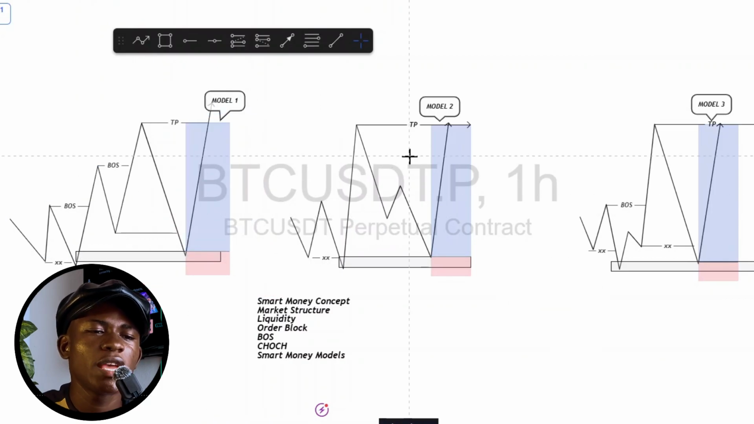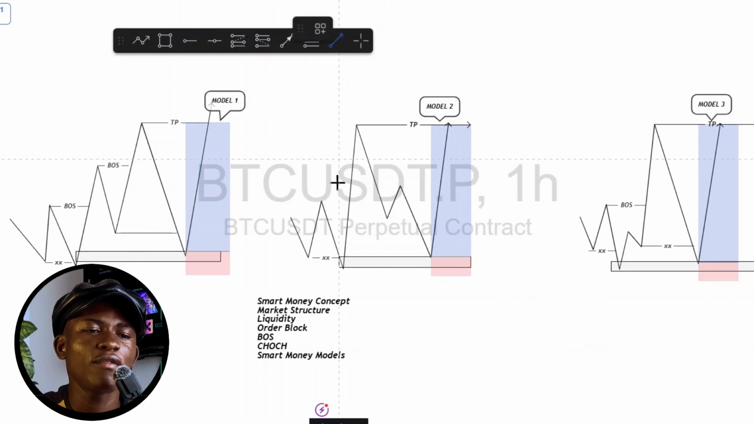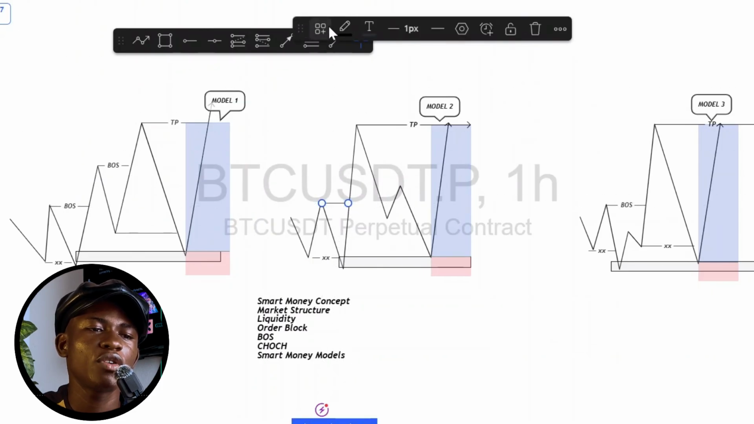Model 2, almost the same thing. We had a sweep of liquidity, but now we have only one BOS. That's one break of structure. We have only one break of structure.